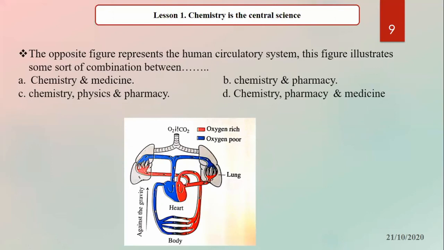So this figure represents the human circulatory system again. This figure illustrates what? The combination between chemistry and medicine, chemistry and physics. What is the role of physics here? Chemistry and pharmacy, or chemistry, pharmacy, and medicines, where when we know the structure of our body, we can use chemistry very well in making and producing many products that have healing properties, like medicine, by using pharmacy and chemistry as a science.